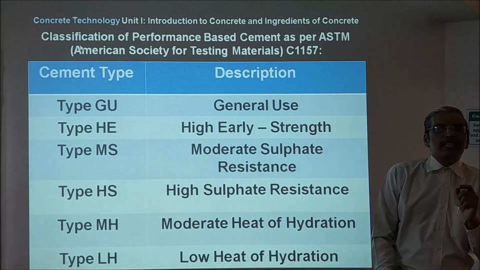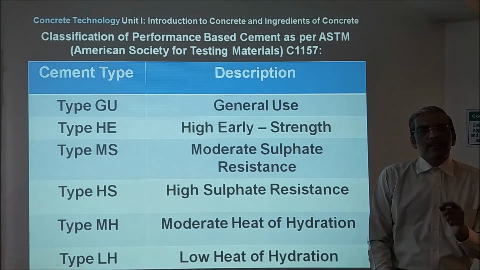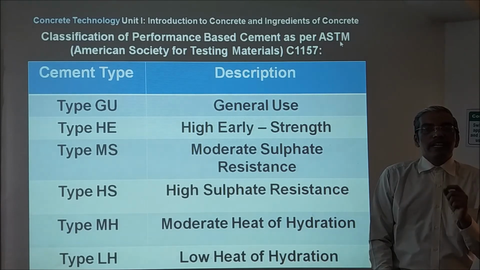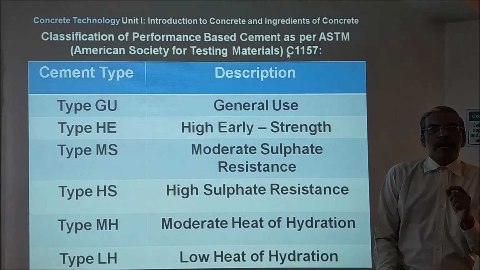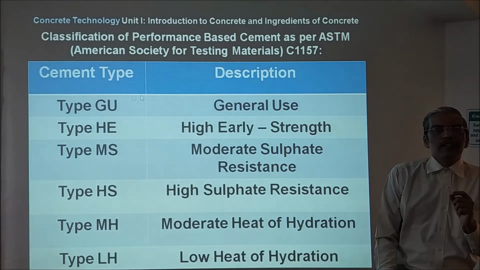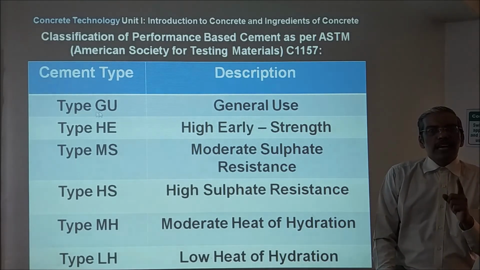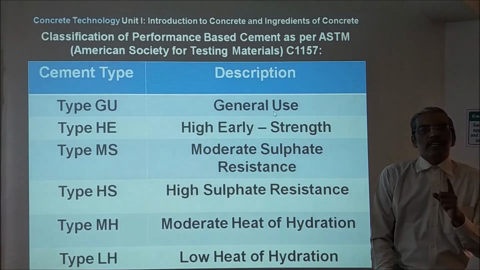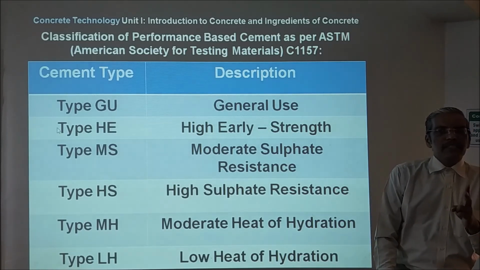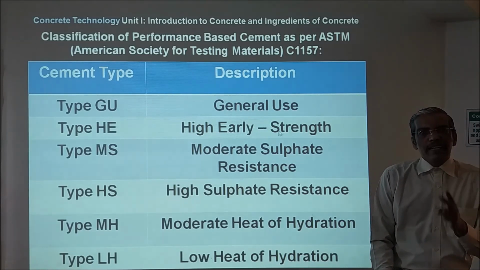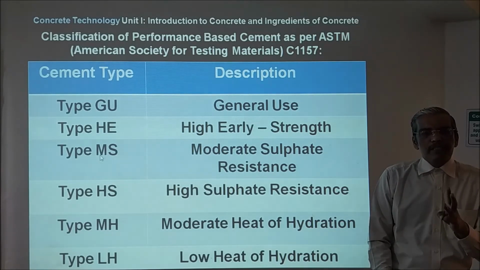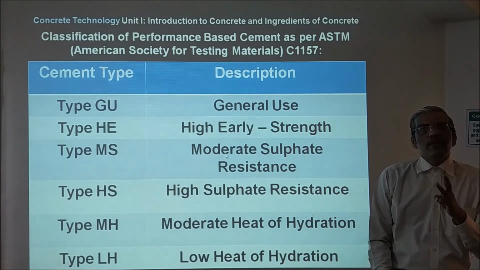Next we will see the classification of performance based cement as per ASTM, that is American Society for Testing Materials, by C1157. First type is type GU, that is general use. Second type is type HE, high early strength. Third type is type MS, that is moderate sulfate resistance.